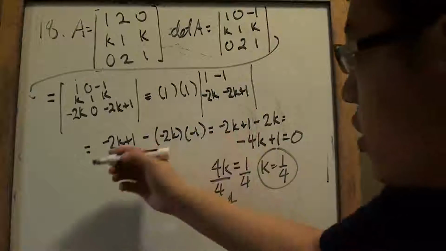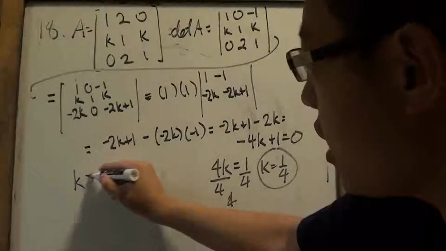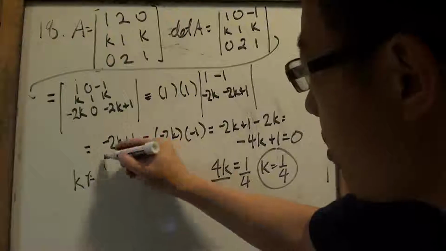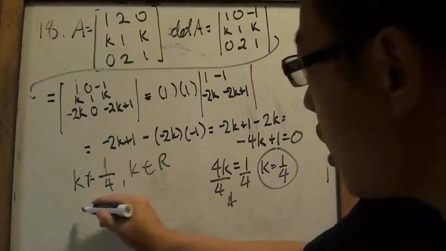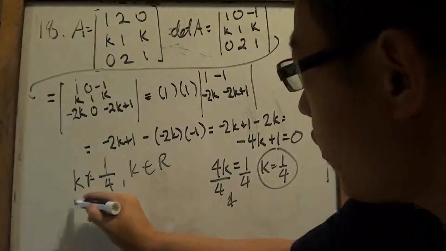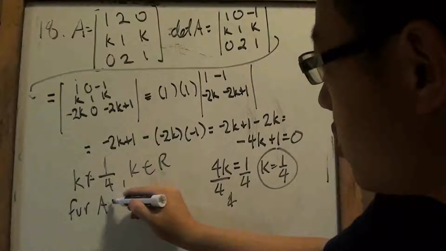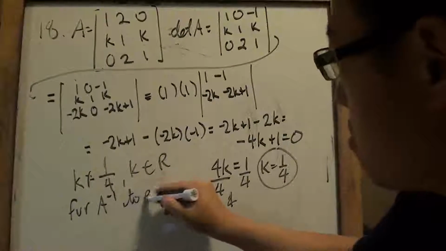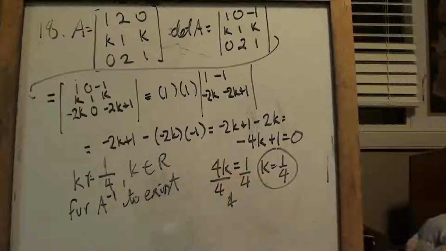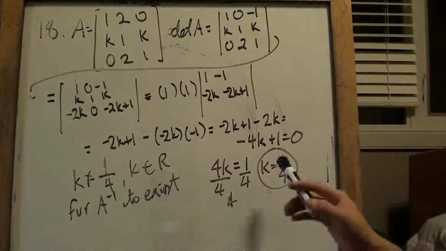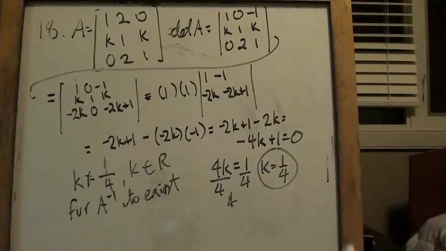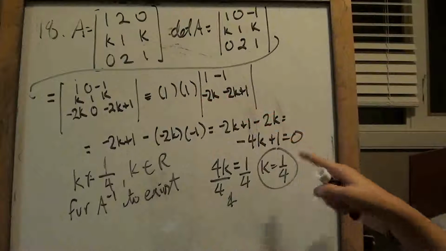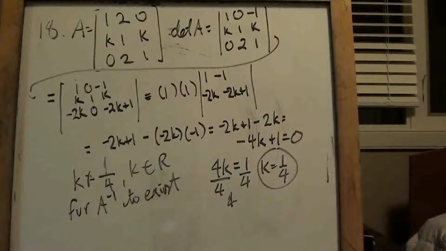I find k1, so you know, k cannot equal 1/4. K is all real numbers. I don't know. For A to exist. Why not, right? That's all there is, right? Just make sure you don't get confused. Like, oh, I found the critical value, so that must be the answer. No, it's anything but this, right? Because the determinant cannot equal 0 if you want A to be invertible.